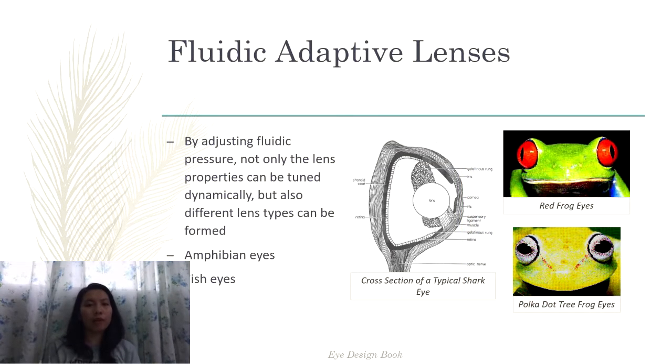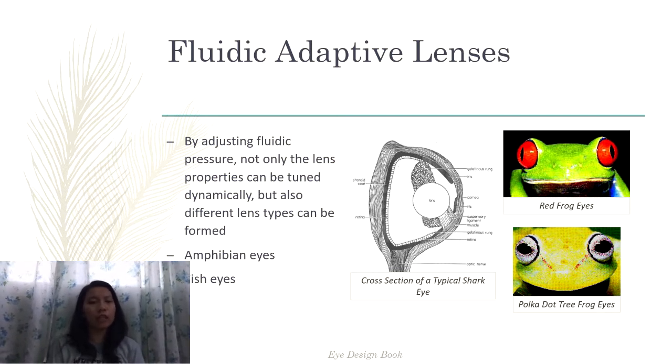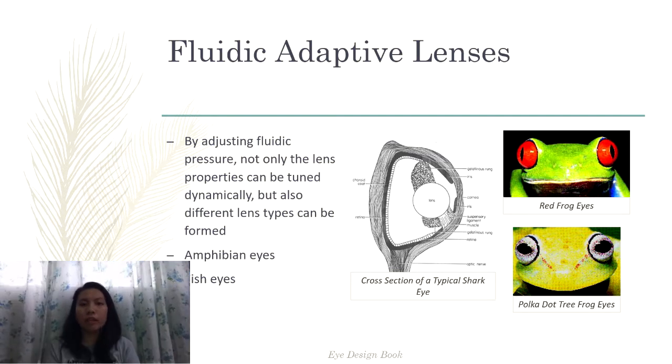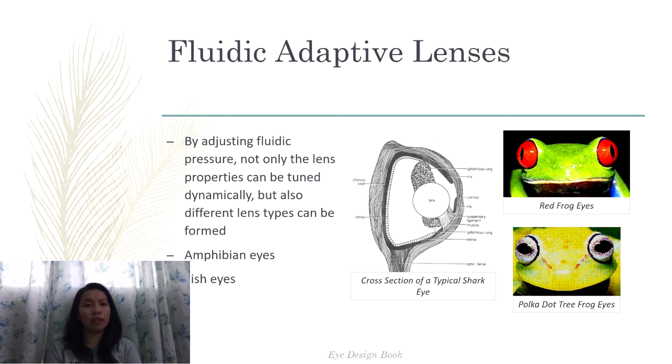A form of camera-type eyes is the fluidic adaptive lenses. By adjusting fluidic pressure, not only can the lens properties be tuned dynamically, but different lens types can also be formed. Other camera types exist in nature as well, and some of them are capable of doing new tricks that our own eyes can't. The species with camera-type eyes with fluidic adaptive lenses are amphibian eyes and fish eyes. Frogs have special movable eye socket arrangements for looking around to detect predators and food. Their socket arrangements are somewhat similar to the design of military optics mounted on aircraft.